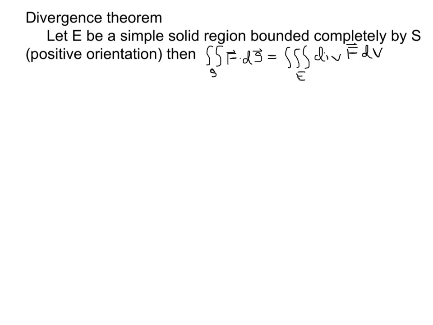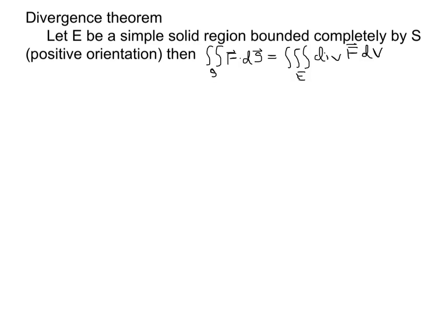But you have to have a three-dimensional solid region that is bounded completely. So it has to be completely surrounded by surfaces with positive orientation, and remember this means outward orientation. And then we can say that a surface integral is equal to a triple integral of the divergence of f. So we find the divergence, and we set up a triple integral over that three-dimensional solid.